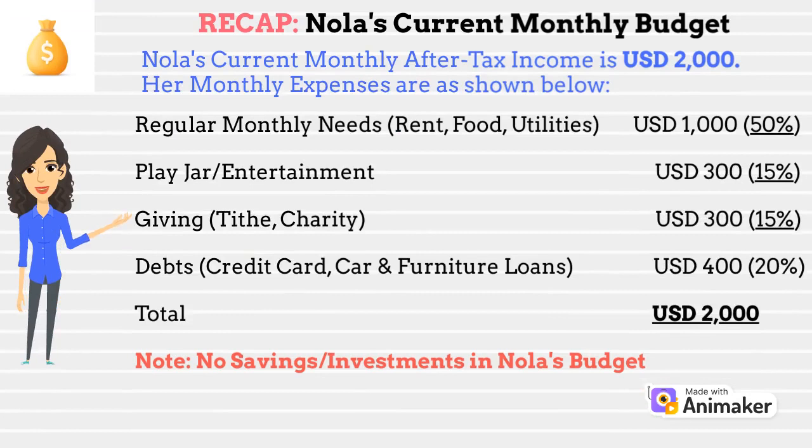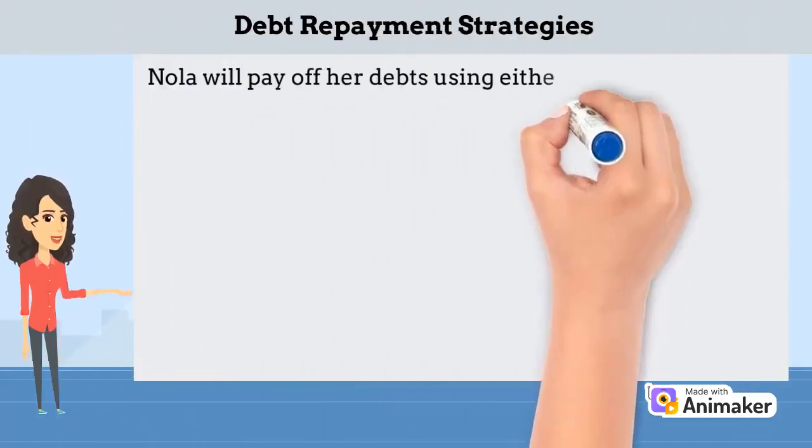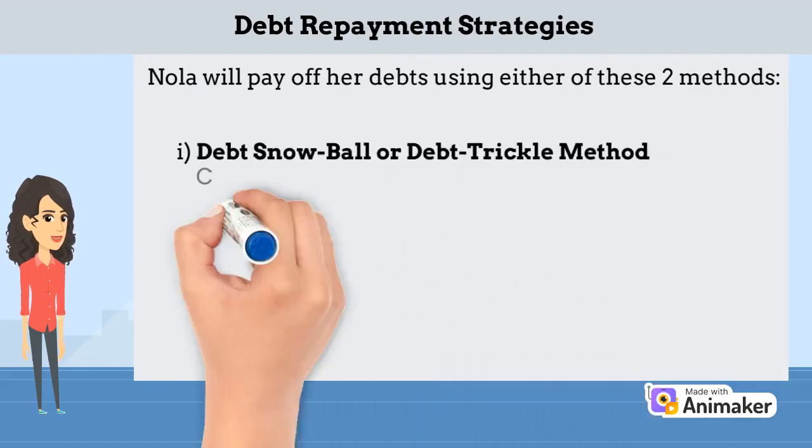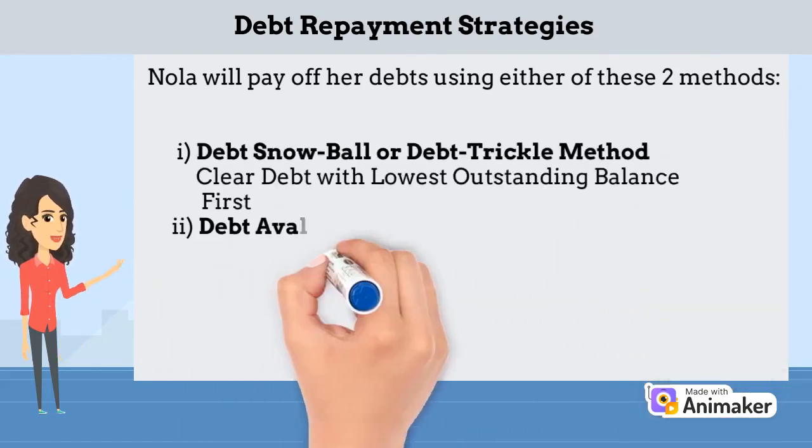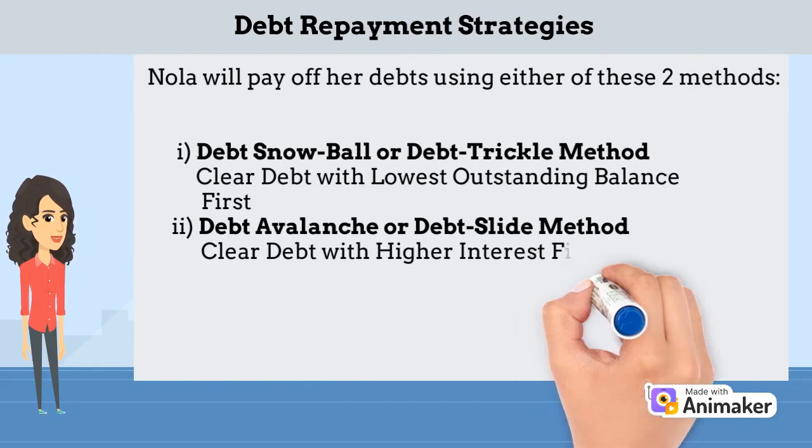In my previous video, we had a look at Nola's current monthly budget and saw that 20% of her after-tax monthly income is currently being used for debt repayment. I also walked you through the strategies for Nola to stop living paycheck to paycheck. You can watch the previous video in the link in the description box below.